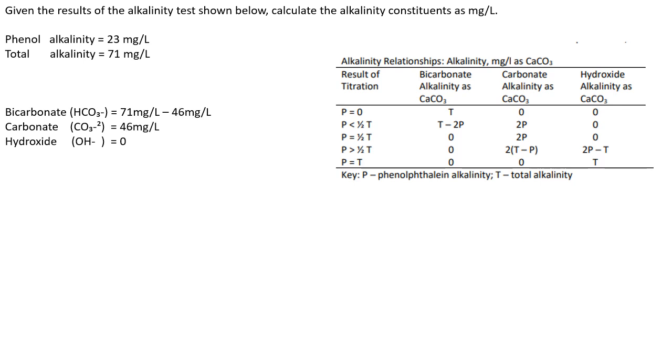So in your bicarbonate, you did 2 times 23 milligrams per liter, which gave you 46. So now you have to subtract that from the 71. And your carbonate alkalinity, you multiplied the 2 times 23 and got your 46 milligrams per liter. When you finish your math for bicarbonate, you get 25 milligrams per liter. Carbonate was 46 milligrams per liter, and hydroxide was equal to 0.